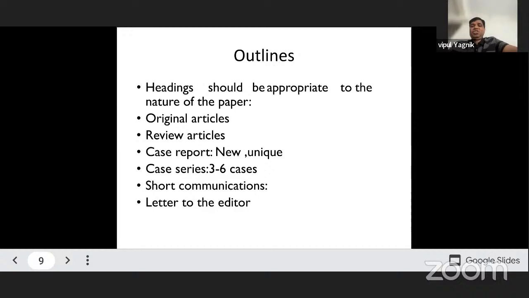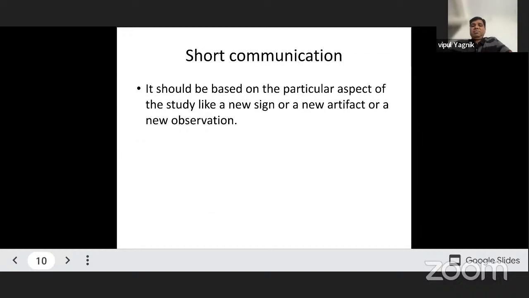Short communication. It should be based on a particular aspect of a study, like a new sign, a new artifact or a new observation. A short communication is usually an invited type of article. Usually the editor invites the author to write one. Normally it is not directly accepted because it has to be written by a very reputed author, so we invite the author to submit a short communication. Next.